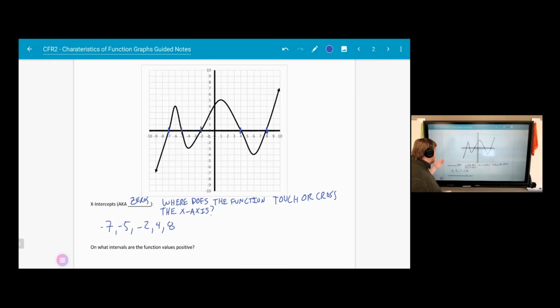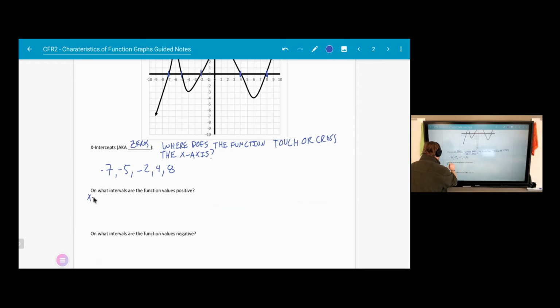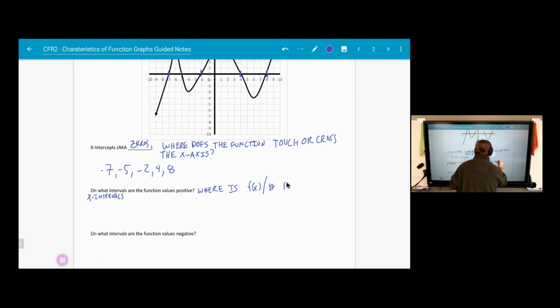And now we've got something interesting going on here. The next part says, on what intervals, again, we're talking the x intervals, are the function values positive? In other words, where is f of x or y positive?